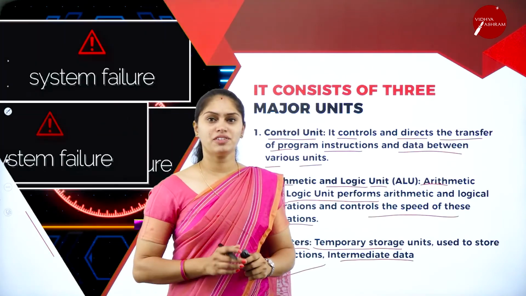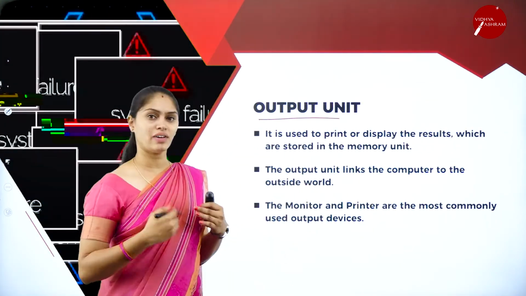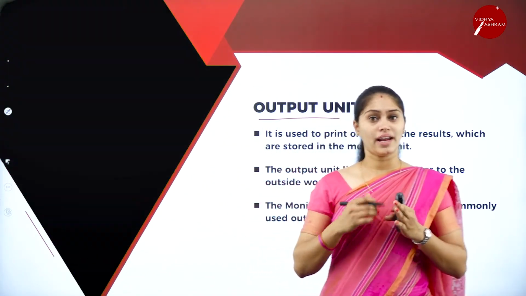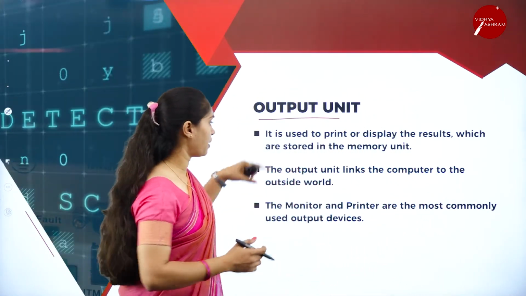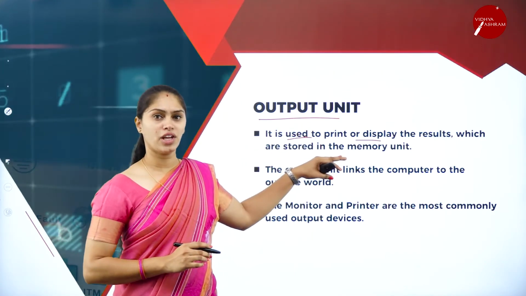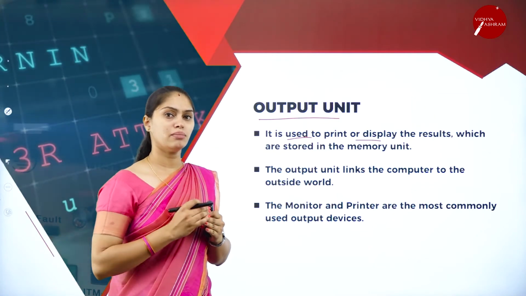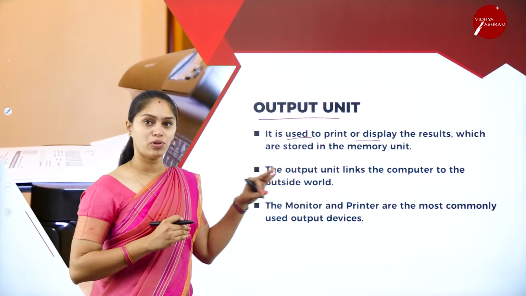And this is important for a 5-mark question. If you see the output unit, why are we going to use this output unit? It is mainly a combination or a collection of one or more output devices. It is mainly used to print or display the results which are stored in the memory unit. I have data that will be processed and stored in the memory unit, and I am going to display the data in the output unit.